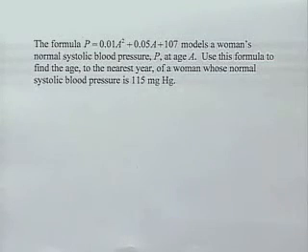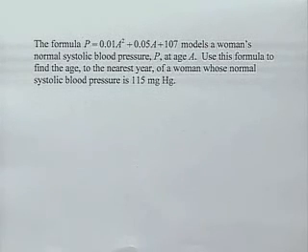Now let's look at an application. The formula P equals 1/100th a squared plus 5/100ths a plus 107 models a woman's normal systolic blood pressure P at age A. Use this formula to find the age to the nearest year of a woman whose normal systolic blood pressure is 115 millimeters mercury.